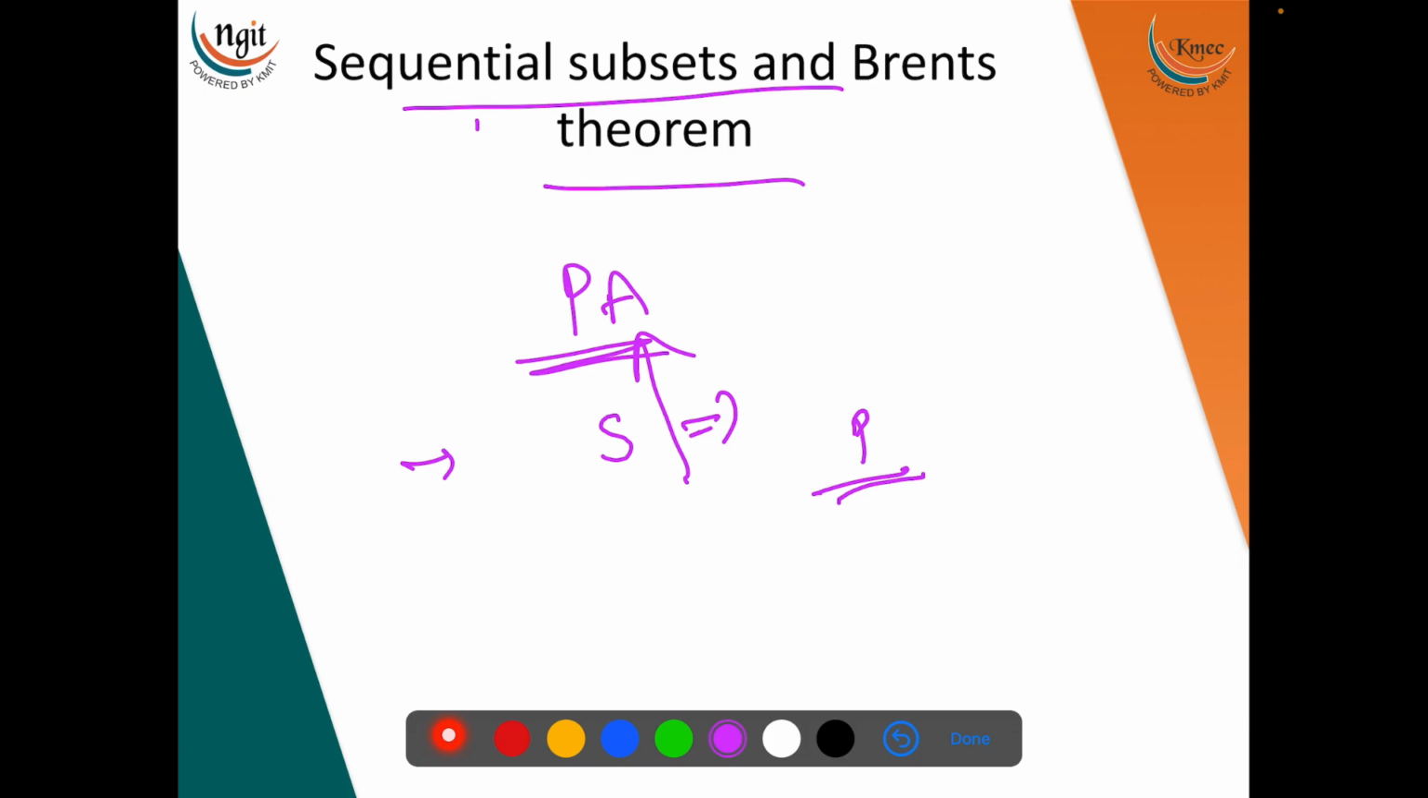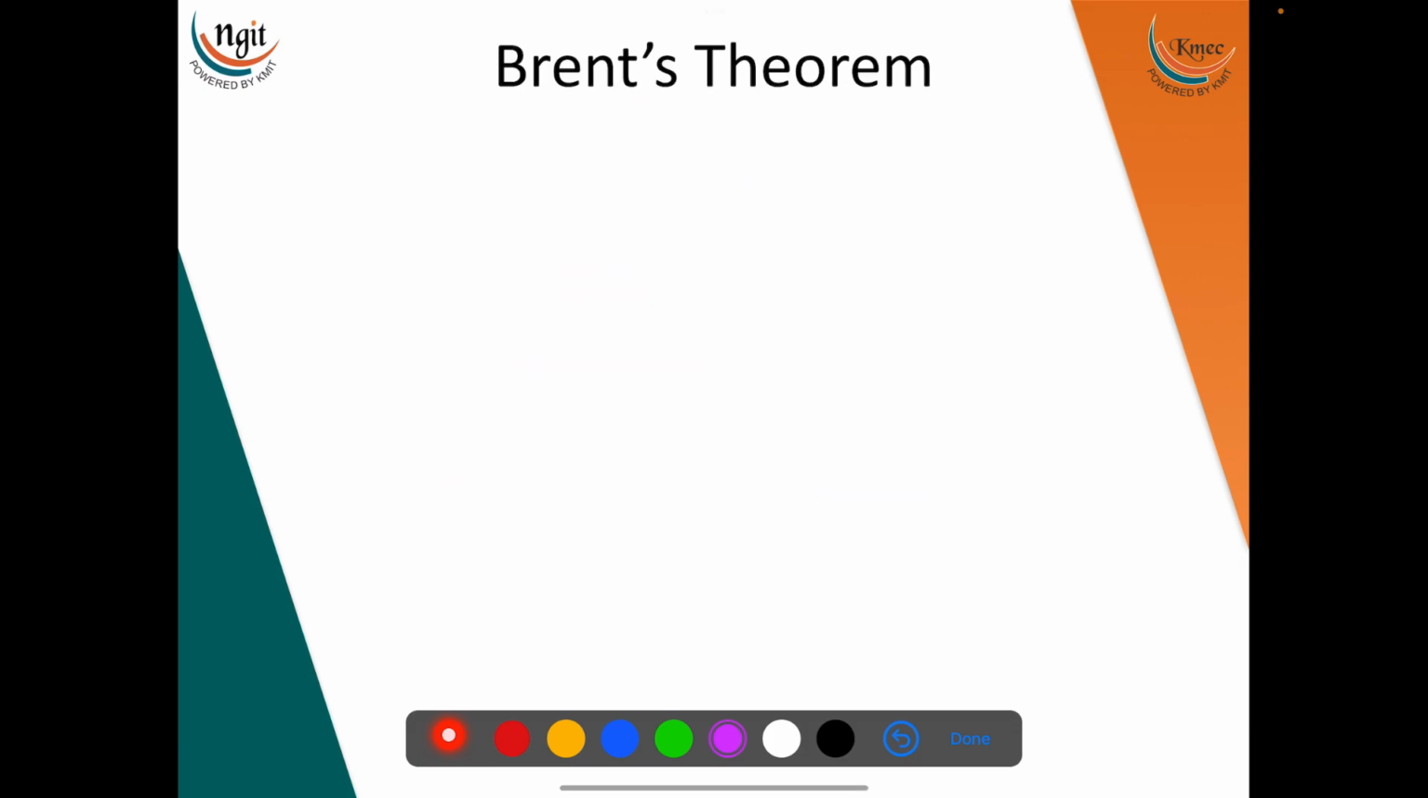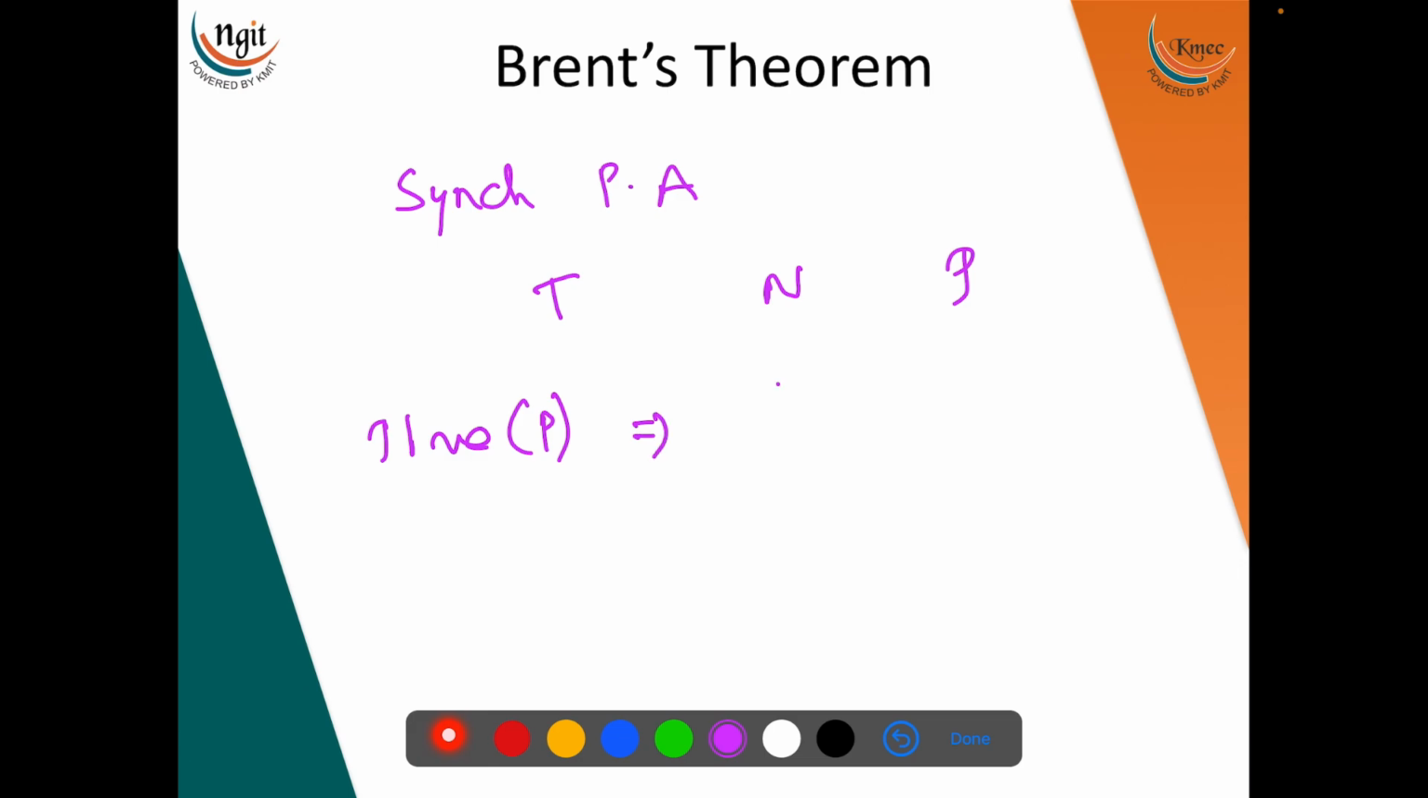This theorem is summarized as follows. Any synchronous parallel algorithm that runs in t time steps and consists of a total of n operations can be simulated by p processors, and then the time of the problem is big O of n/p + t.